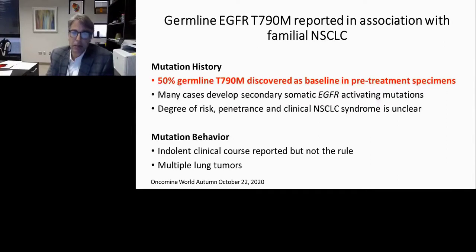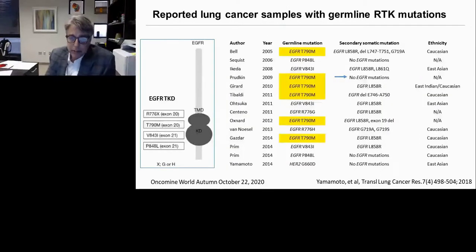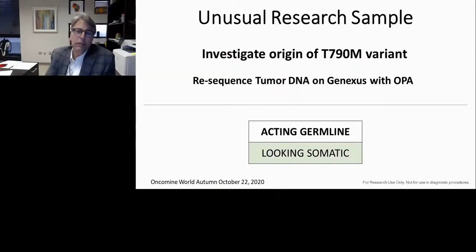This is summarizing a review article that looked at germline EGFR mutations. It described 14 different mutations affecting EGFR, and 6 of them had the T790M mutation, as we saw in our samples. It's interesting that in 5 of these 6 samples, a secondary EGFR mutation was also described, similar to what we'd seen. So we really wanted to investigate this further to confirm that this was a germline T790M variant.